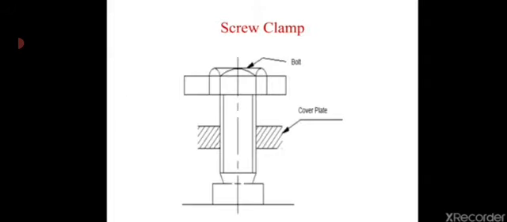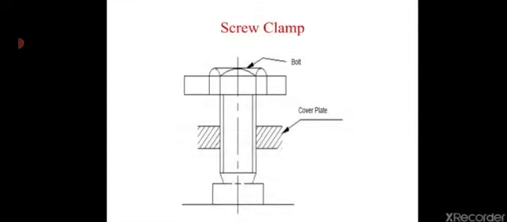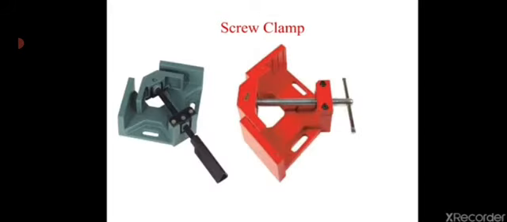The first one is screw clamp. They are simple clamps and generally applied on the side face of the workpiece, thus leaving the top face free for machining. It carries a floating pad at the end to prevent workpiece displacement and to prevent screw deflection. The pad remains stationary on the workpiece while the screw rotates. Here you can see the actual screw clamp.